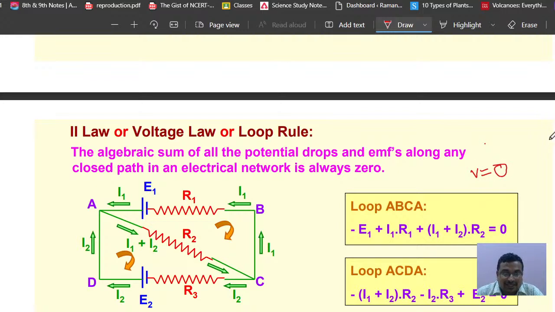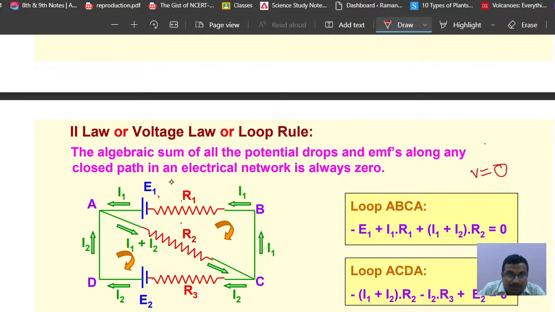So my dear friends, see here we are using two cells connected with three resistors. They are making the closed path. This is the electrical network. So here the battery supplies the EMF. The EMF is taken as negative when the current is transferred from positive to negative. The EMF is taken as positive when it is transferred from the negative to the positive terminal of the cell through the electrodes.